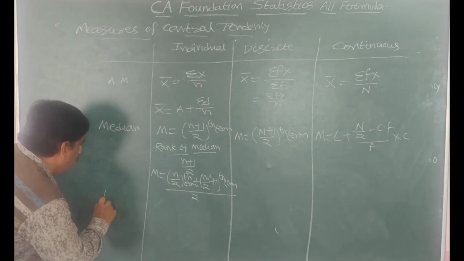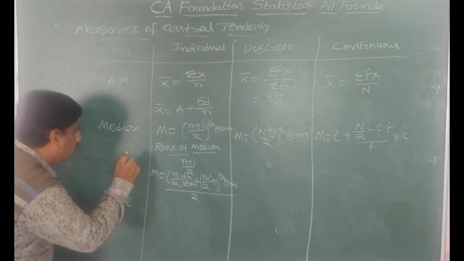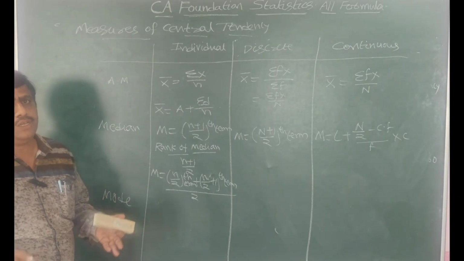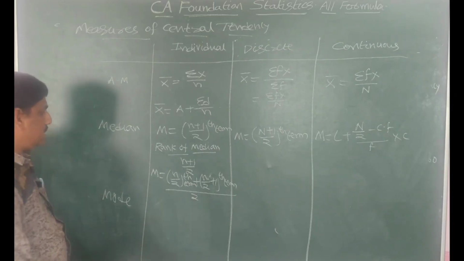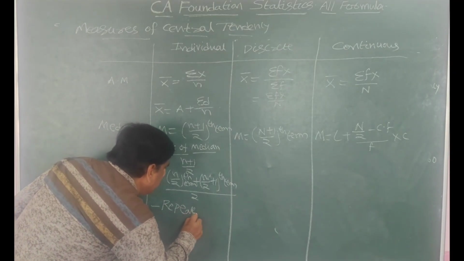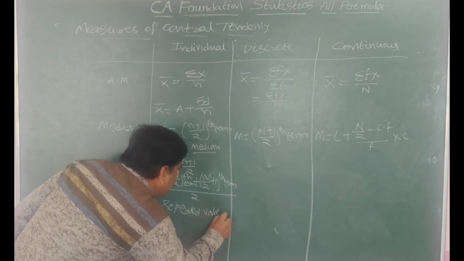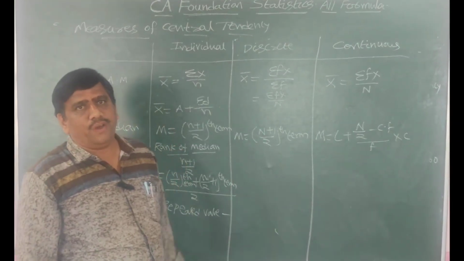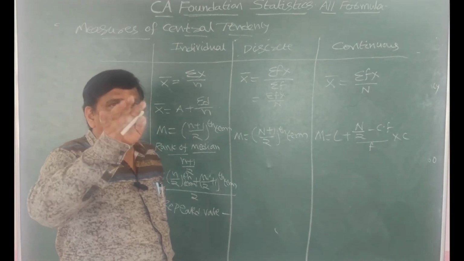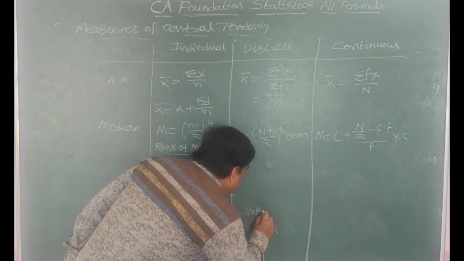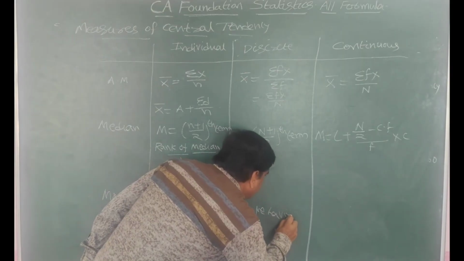And next, coming to mode. Mode formula in the case of individual series: in individual series there is no formula for mode, just the repeated value. The value which is repeated the most number of times is the mode for individual series. And for discrete series also there is no formula for mode. The value having maximum frequency is known as mode.